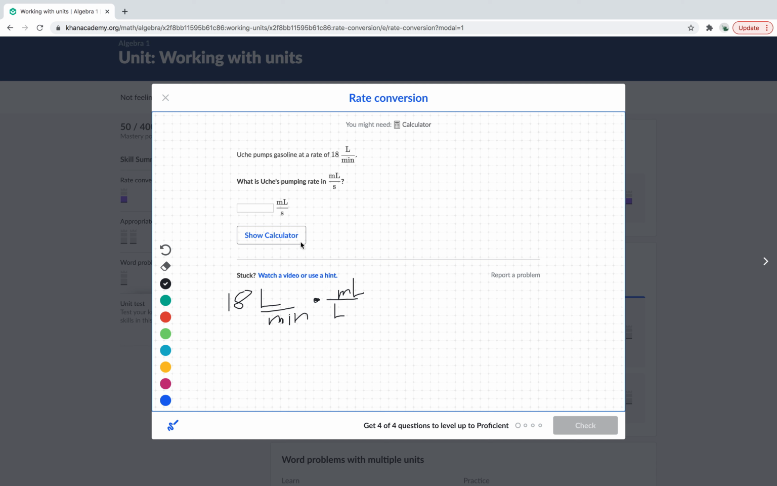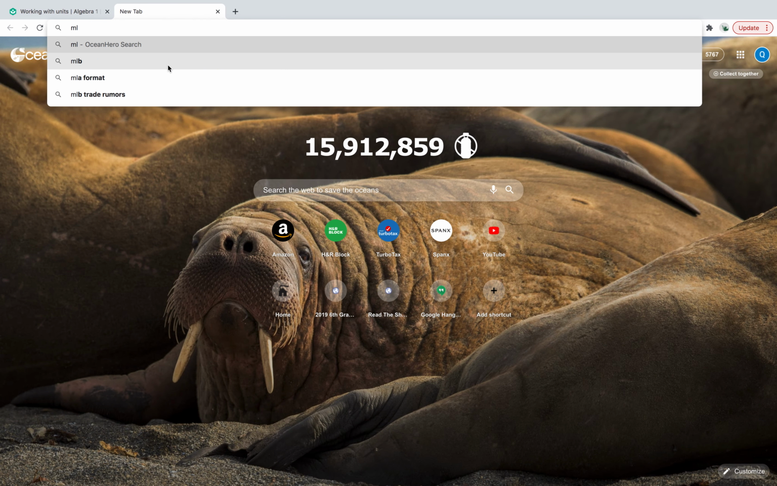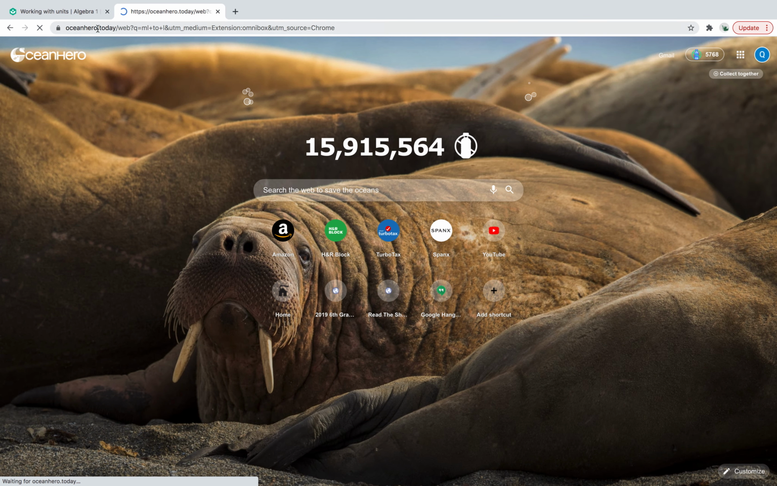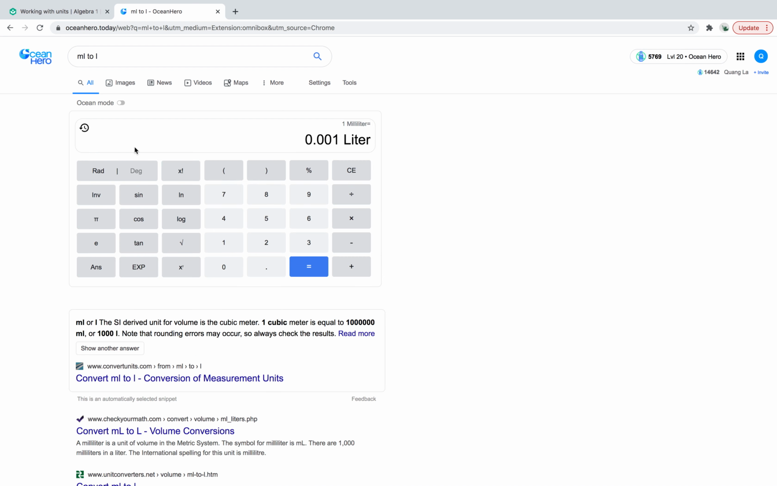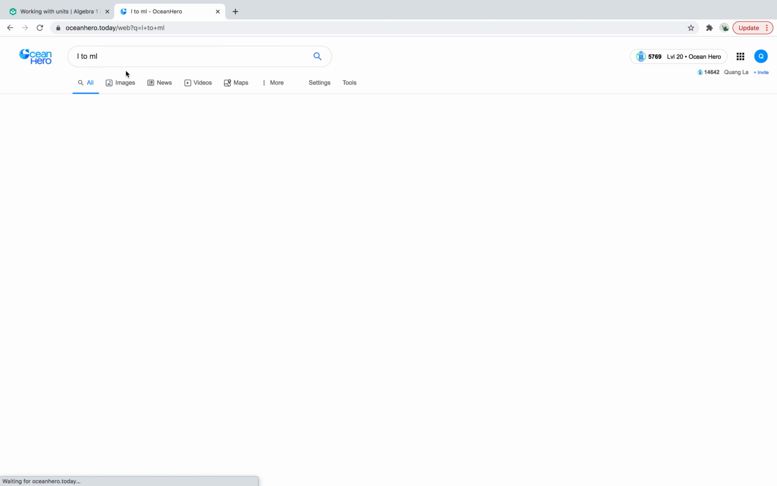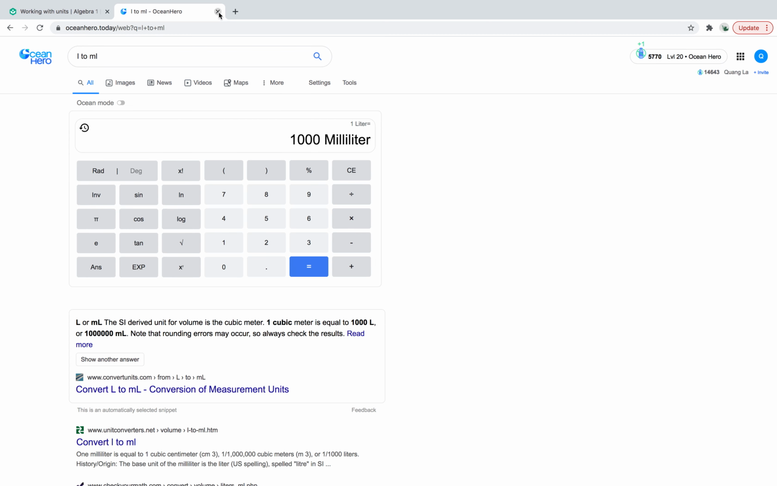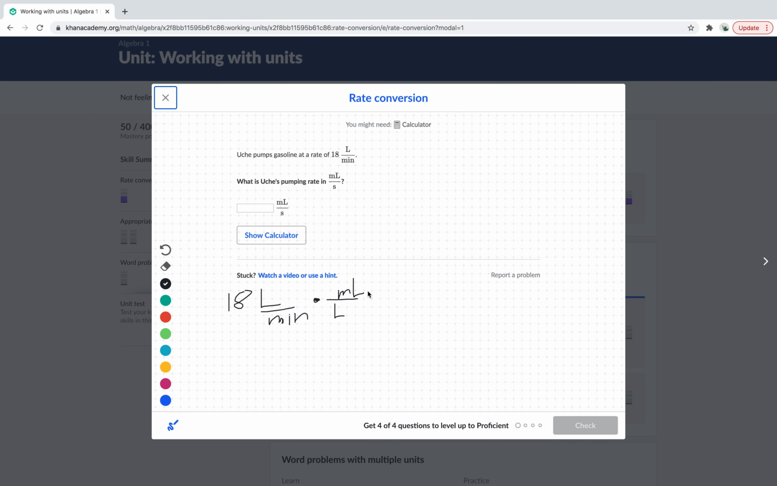So let's ask Siri. How many milliliters are in a liter? Oh, Siri's not replying. Let's ask Google. 0.001. So let's put liter to milliliter instead, which will make it way simpler. 1,000. Okay, now that we know that 1 liter is 1,000 milliliters, let's put 1,000 here.